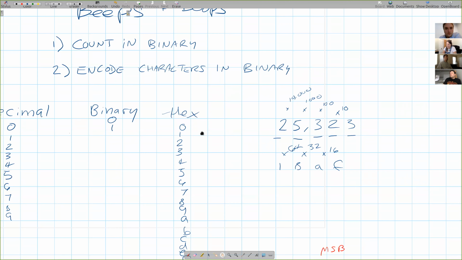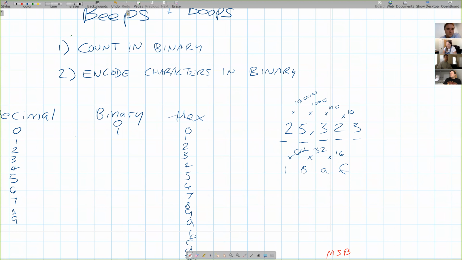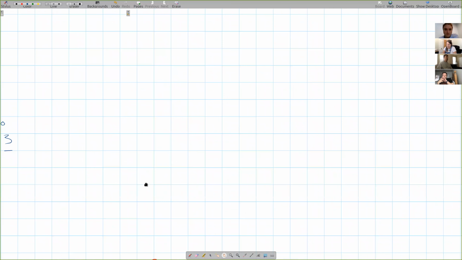Objective accomplished. So, our second objective is encoding characters in binary. All right, so you can count using a different counting system. Who gives a shit? We give a shit. Why do you think we use binary with computers? Why not decimal? Why not hex? Why not anything else? Why did we pick binary?